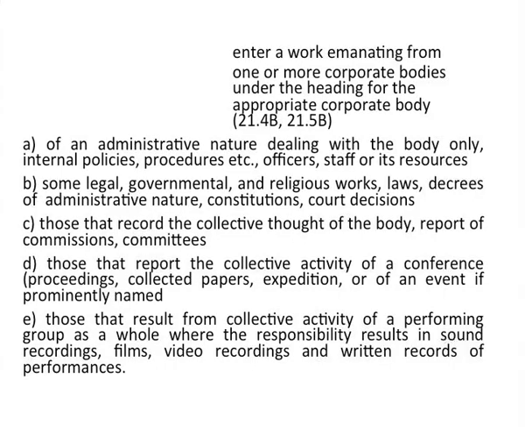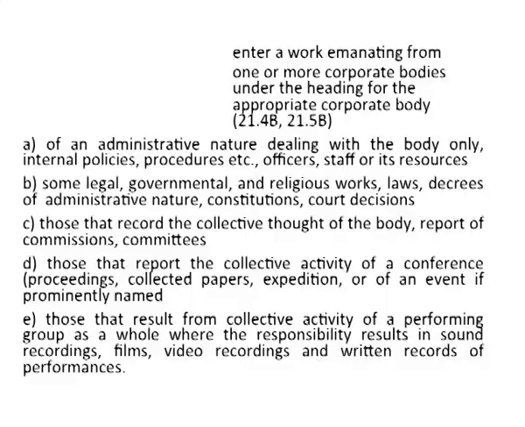Similarly, in the second type of corporate body, you have to decide whether this is a legal, governmental or religious work, a law or decree of an administrative nature, a constitution or a court decision. In this provision, you have to enter the government bodies. The laws, like the 377 law which was passed by the government of India recently, have to be recorded in the name authority record after India. India is the main body, and the act which was passed in the parliament should be entered as the subordinate body. The third type of corporate body is the record that takes the collective thought of the body, or the report of commissions and committees.